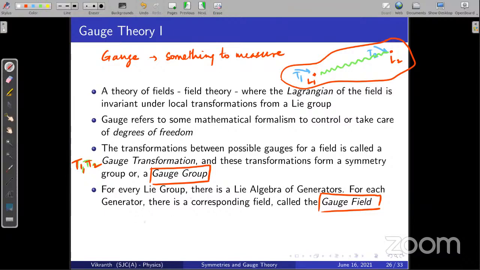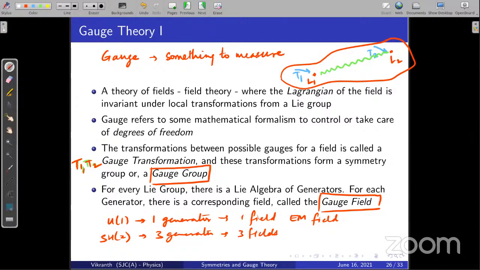So this itself might give you an idea. For U(1), we had one generator, right? So there's only one field. There is the EM field. For SU(2), we had 3 generators. So we have 3 fields, which were the fields for W plus, W minus, and Z0. Okay. And similarly for SU(3), you had 8 generators. So you would have 8 fields, each corresponding to one gluon, or in general, the gluon fields, and so on, right?